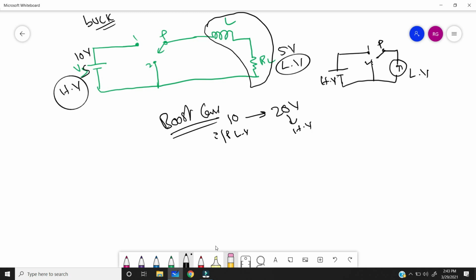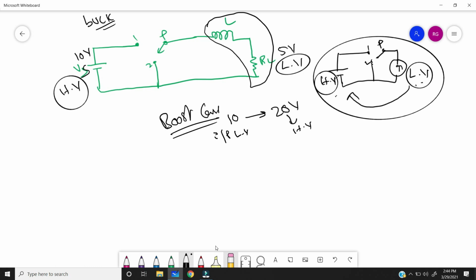So if you clearly observe this, in the buck converter, we are taking the high voltage as input and the low voltage as output. If you replace this low voltage as high voltage and high voltage as low voltage, then you can get the boost converter. That's it. No need to bypass any circuit. Just take the low voltage side to this side and the higher voltage side to this side, then you can get the boost converter, right? That's why I'm taking the low voltage as input, high voltage as output.